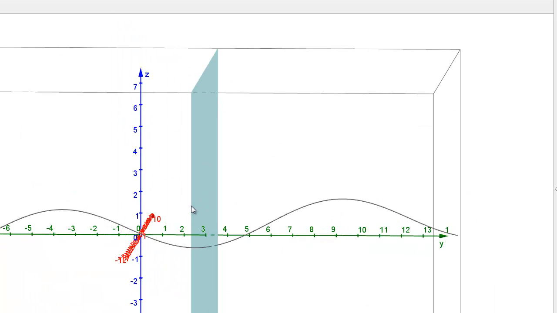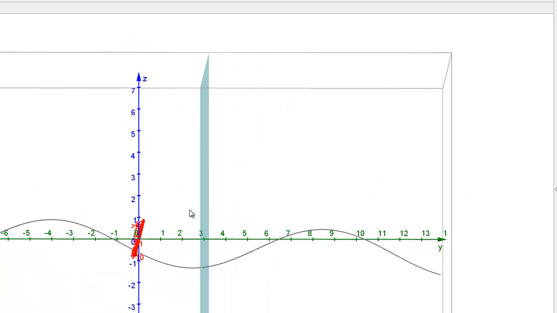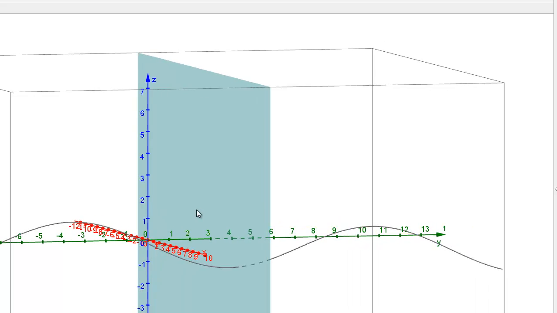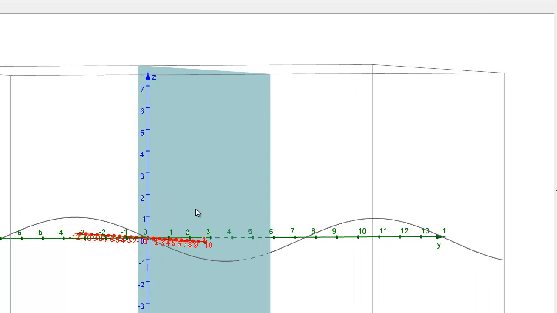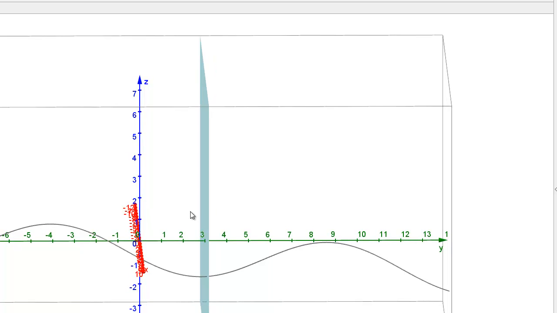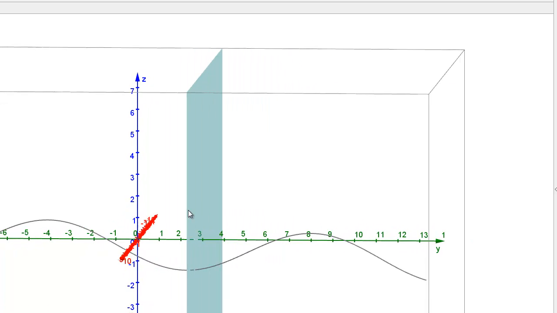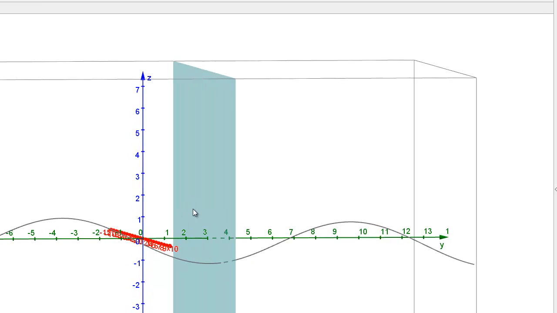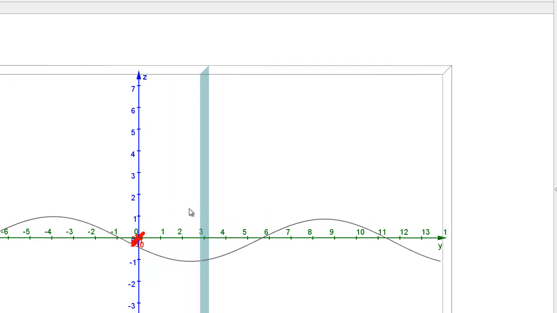Okay, so here's my curve. You see it has this oscillating motion in the z direction from the sine t component. Okay, and you'll see there's a point where it intersects our plane, and that's what we're looking to find. We're looking to find that point there. Okay, so how are we going to do that?